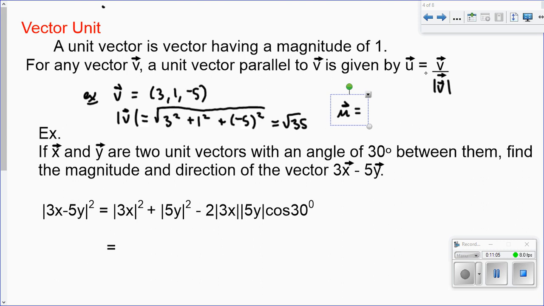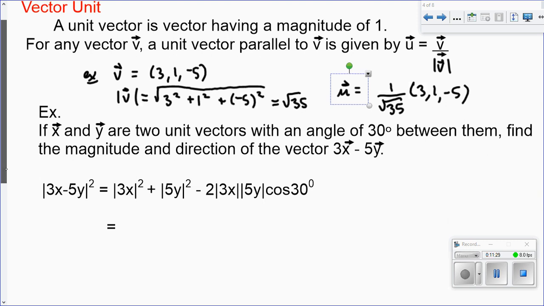So my unit vector is my vector multiplied by 1 over root 35. So that's the scalar. You're finding 1 over the magnitude of the vector, which is the scalar quantity that you're multiplying it by.